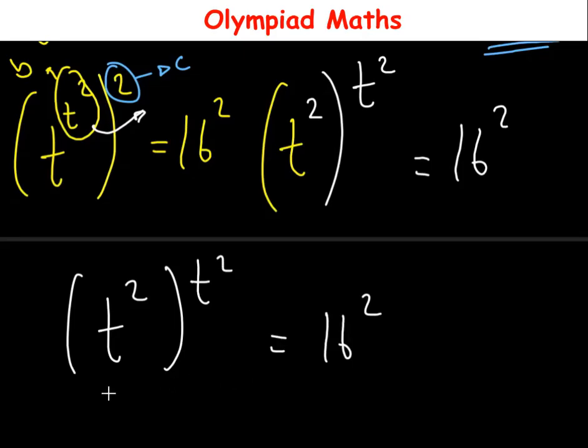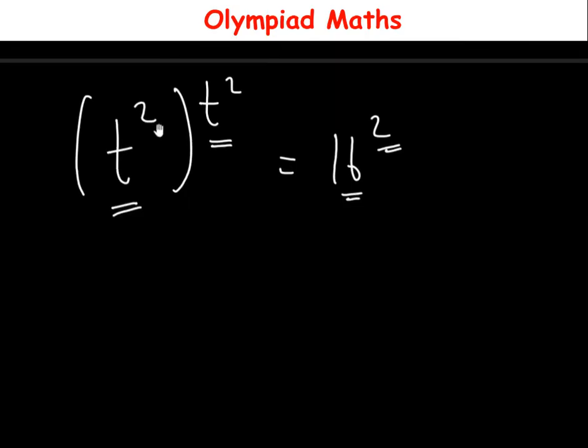Now looking at the left hand side of the equation, the base, t raised to power 2, is equal to the power, t raised to power 2. So we're going to apply it also on the right hand side, such that the base should also equal the power. To do so, it's very simple. Just recall that 16 is equal to 4 times 4, and 4 times 4 is equal to 4 squared. So 16 equals 4 squared. In place of 16, we'll bring in 4 squared.